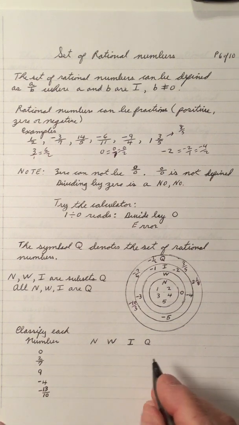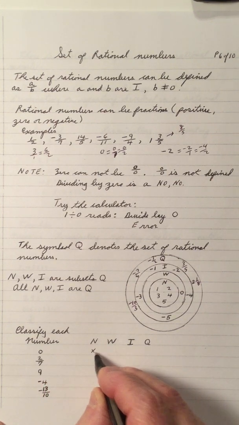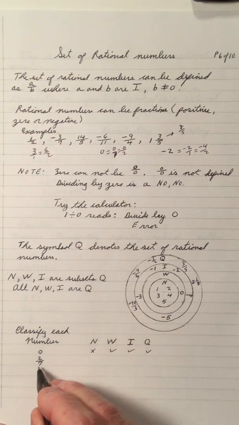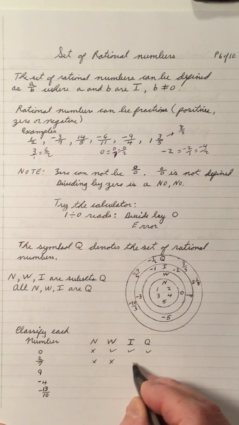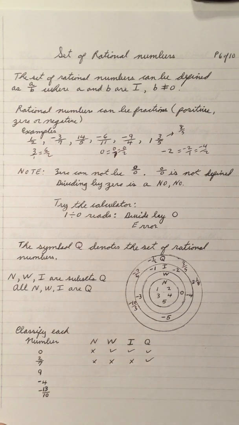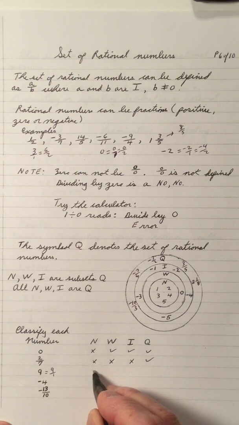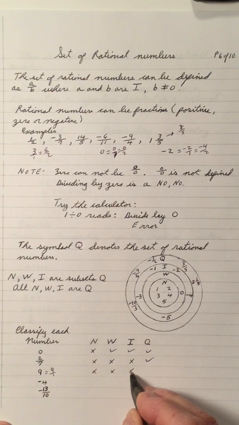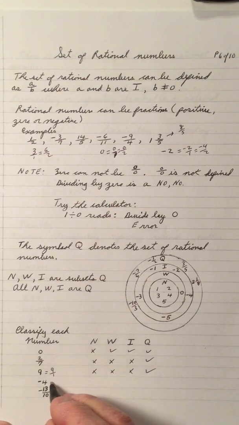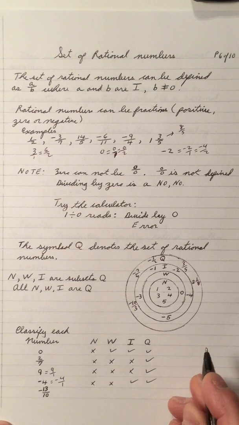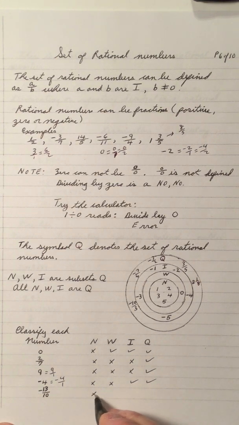Let's classify some numbers. 0, not natural, whole, integer, is rational because it can be a fraction. 2/7, not natural, not whole, not an integer, but a fraction. 9 is understood to be 9/1, so it's not natural, not whole, not an integer, but is rational. -4/1 is not natural, is not whole, it's an integer, and it's rational. -13/10 is not natural, not whole, not an integer, but is rational.